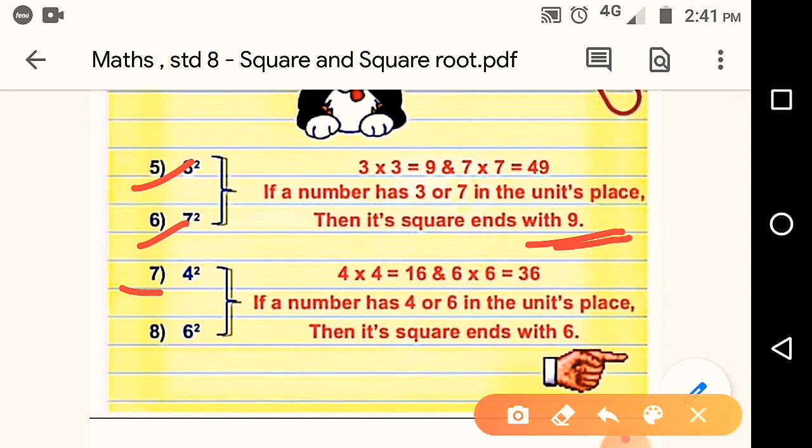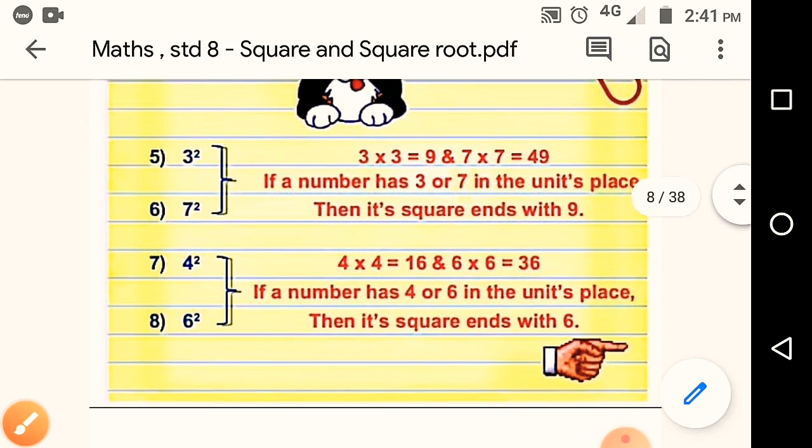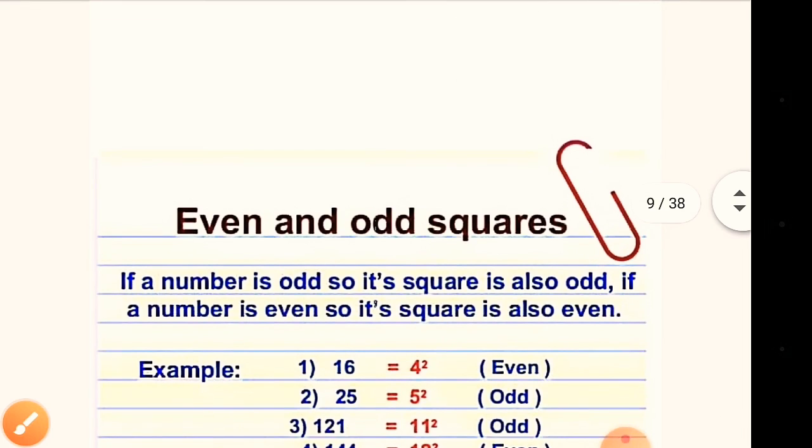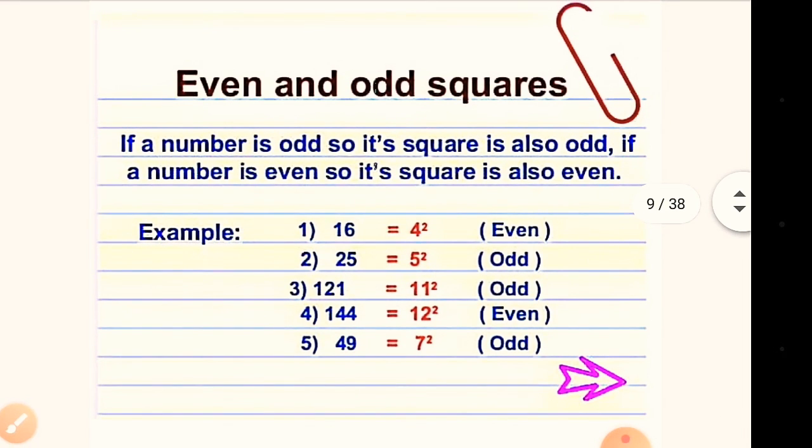Here 4 square is 16 and 6 square is 36, so the last digit in both is 6. You can see here also 6, here also 6. So if the units place has 4 or 6, then also the number can be a square number. Here there is 4 and here there is 6, so the answer will be square numbers. So these are the properties. It is given in the textbook also. You can read and go through it.